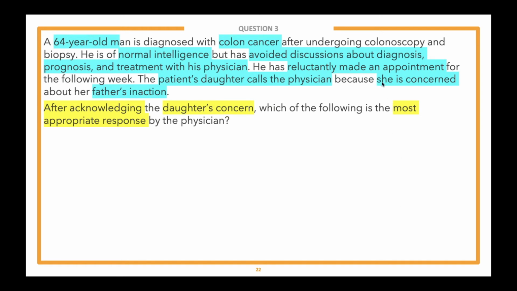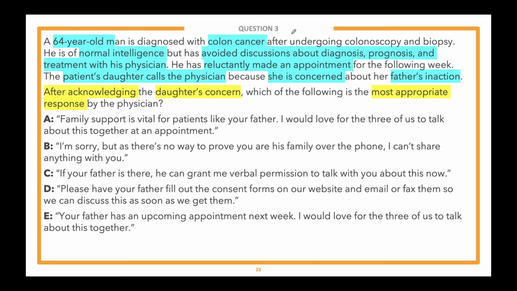Okay. So again, probably a one-step question here. What is the most appropriate response to the daughter? So we're going to go ahead and take a look at those answer choices. And again, we're going to have to go through all the answer choices and figure out which one would be the best or most appropriate response by the physician. Once again, we're going to start at the bottom. We're going to work our way up to the top.